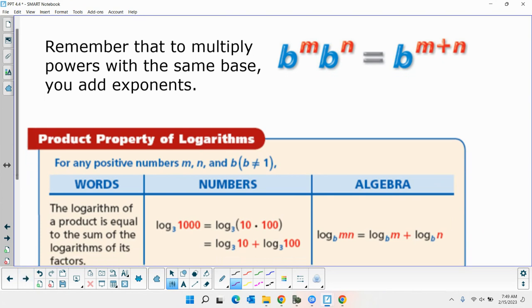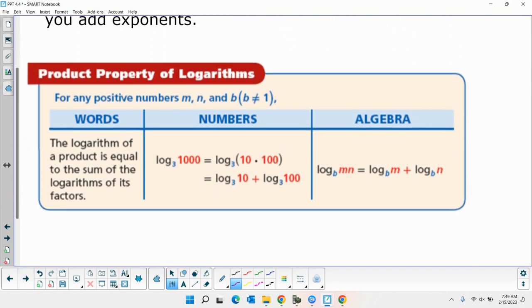Okay? Well, the same thing is true for logarithms, okay? If I have the log of 2 things that are being multiplied, I can separate it into 2 separate logs and add them. All right? So we're going to do something called expanding logarithms today and condensing logarithms. Okay?